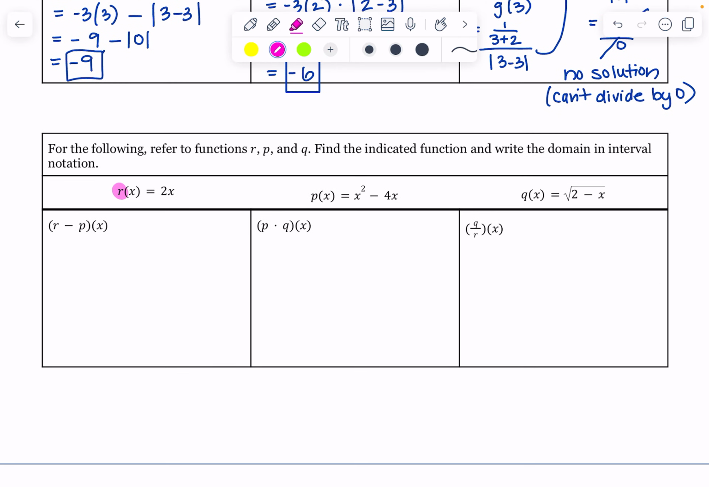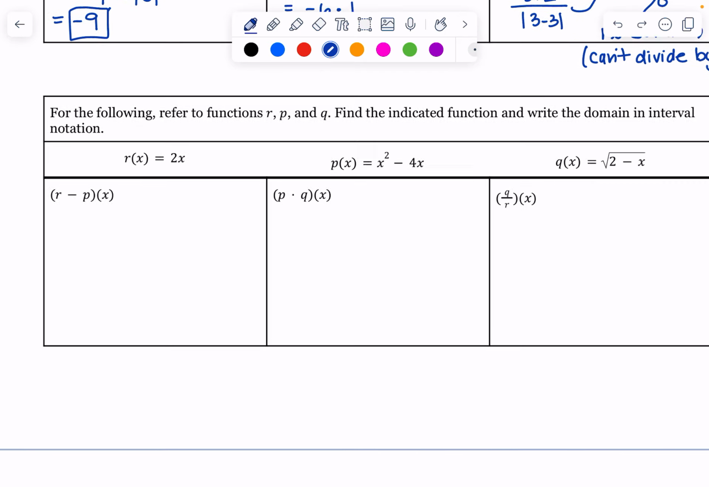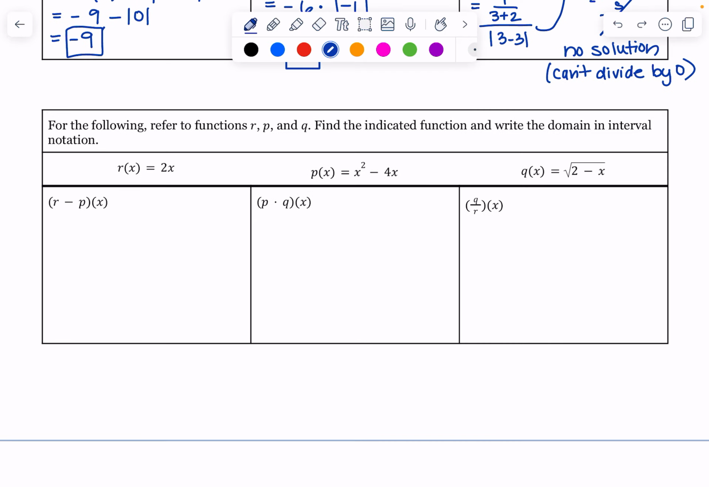Okay. For the following, refer to functions r, p, and q. So that would be these functions here. And find the indicated function and write the domain in interval notation. So for r minus p of x, we're going to take r of x minus p of x. Okay, and r of x for this is 2x, minus p of x would be x squared minus 4x. When we simplify that, that would just be negative x squared minus 2x.